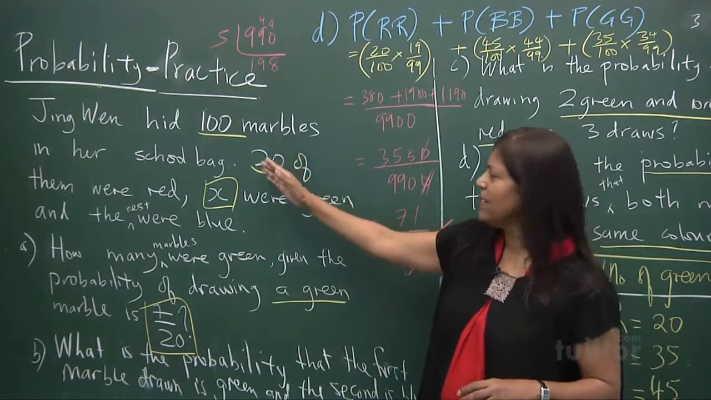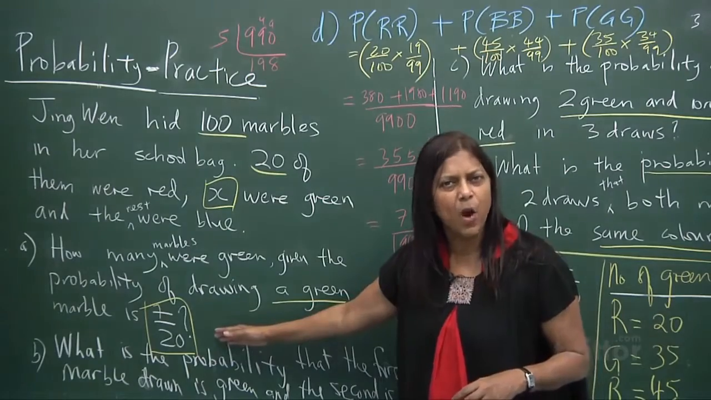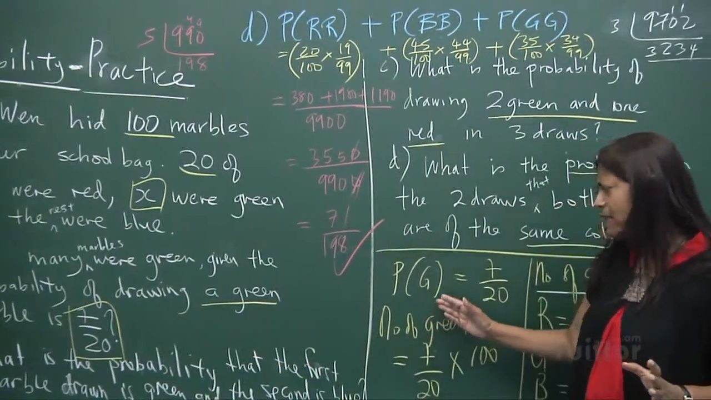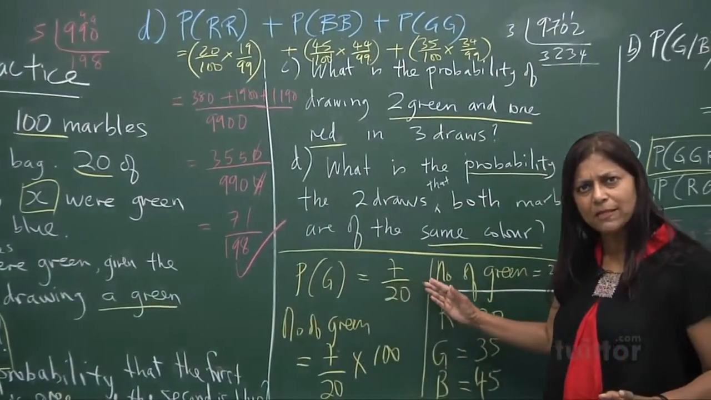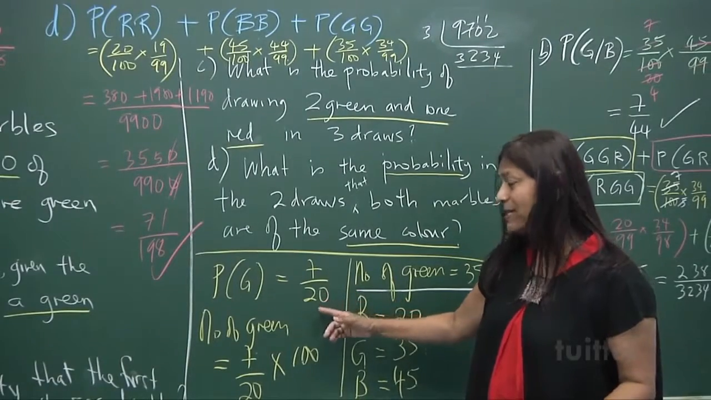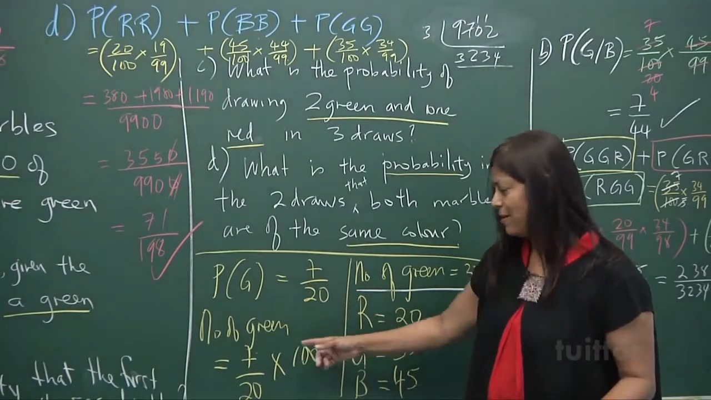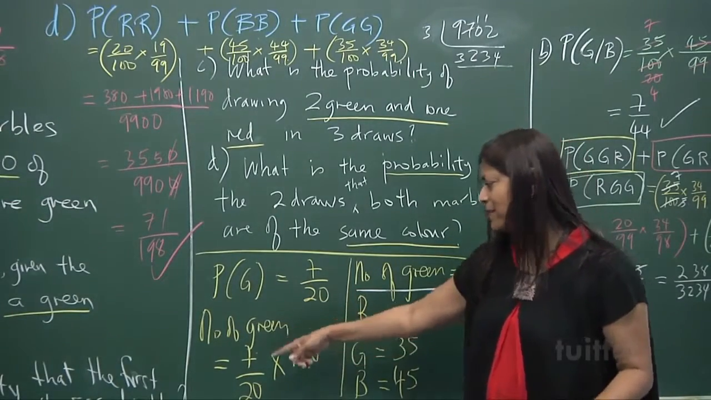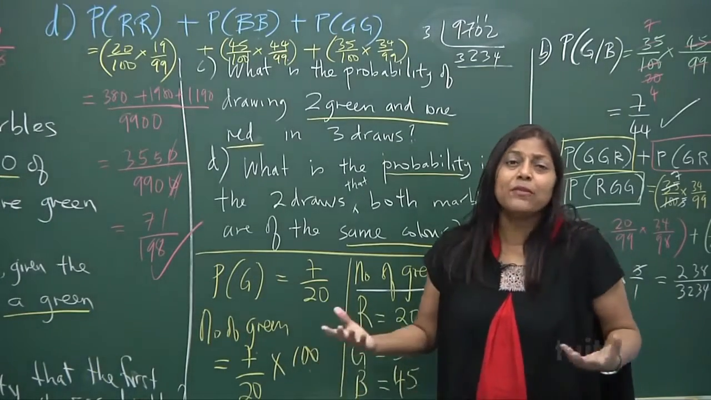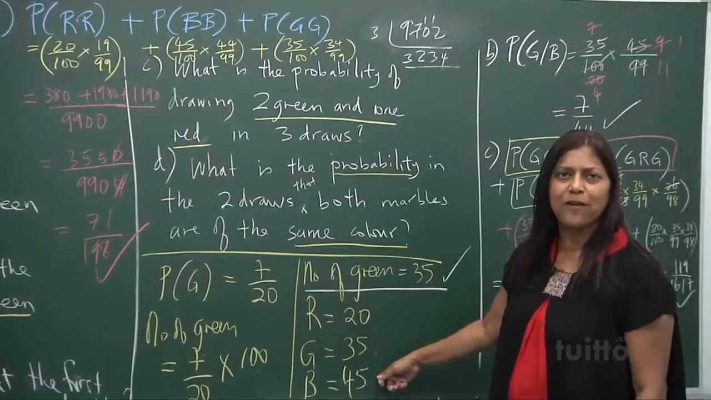You have 100 marbles. You have red, blue and green. You're given the probability of a green. How many green is that? And that's very easy, basic. You're given a probability. You want to find out how many green. 7 out of 20 are green. So how many marbles are there? 100. You multiply that and you get 7 times 20 out of 100, 35 green. Once you've got the green, you get the blue. The rest are blue. So you worked out, you get 45 blue.